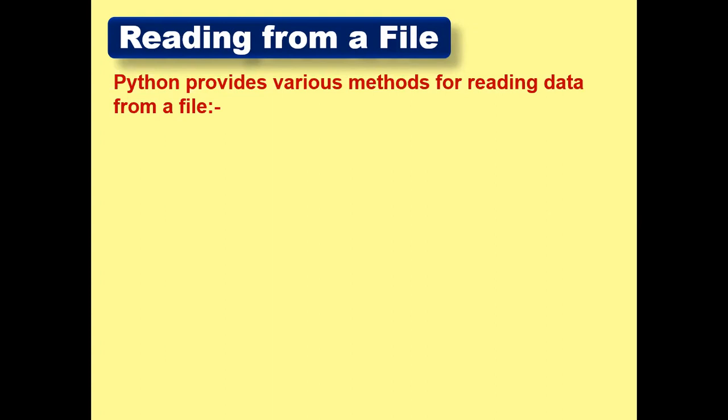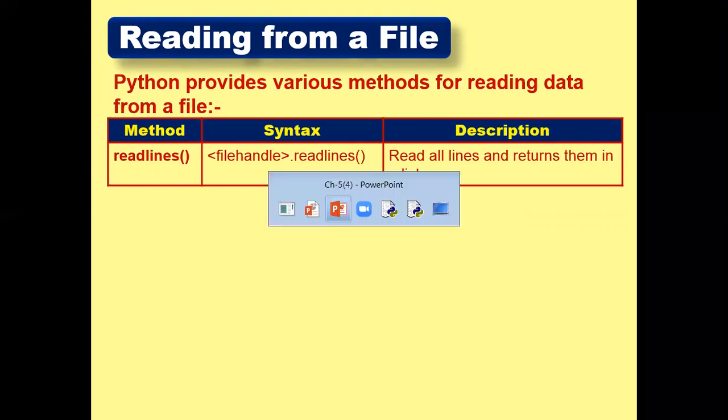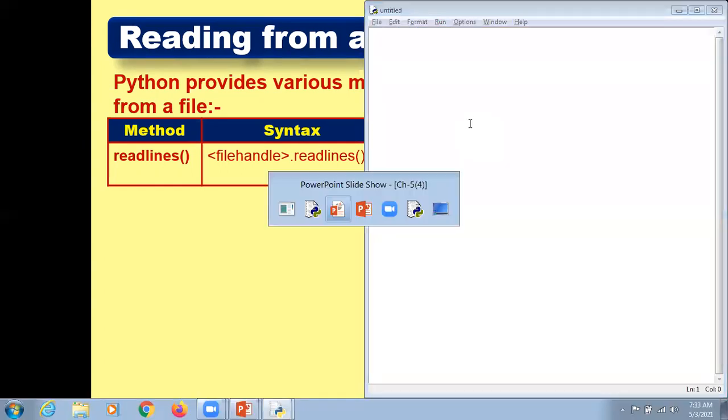Reading from a file, dear students. Previously we have done the read function, and I think the readline function. So today, Python provides various methods for reading data from a file. Today we begin with a third function, called readlines, which reads all lines and returns them in a list. It is very important to remember that the readlines function reads the entire content and returns it in the form of a list.